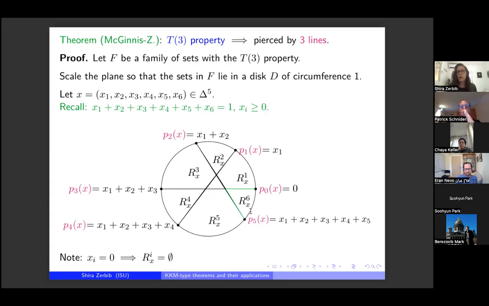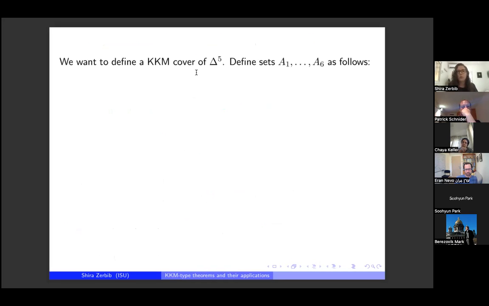Okay, so now I want to tell you how to define sets for the application of the KKM theorem. So we want to define a KKM cover of delta 5. So I need to tell you how to define sets A1 to A6. So X will be in Ai if and only if the region Ri of X contains a set of F.